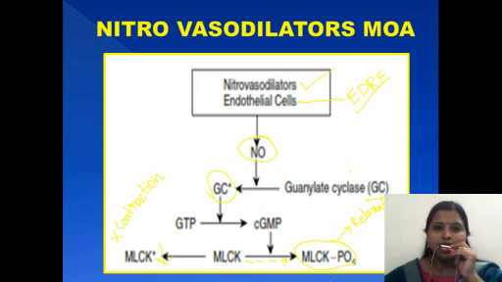Once this contraction happens, the nitrovasodilators are going to release the nitric oxide, and this nitric oxide again is going to activate the guanylate cyclase, and the activated guanylate cyclase is going to increase the concentration of the cyclic GMP, and the increased concentration of the cyclic GMP is going to convert the MLCK into MLCK phosphorylated form. So finally, because of the formation of the MLCK phosphorylated form, there is relaxation.